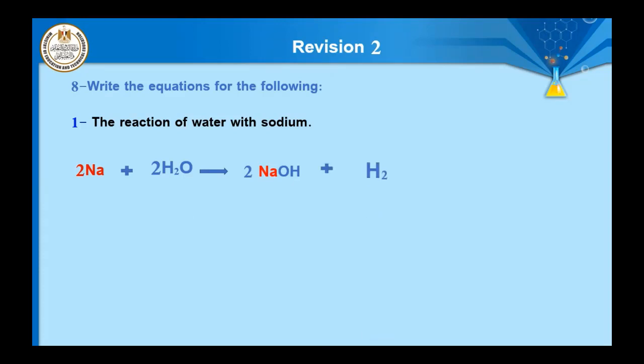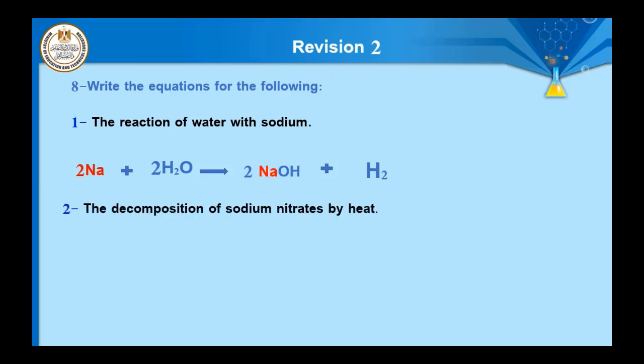Sodium plus H2O. Water is found in the form of H positive and OH negative. Sodium combines with OH to form sodium hydroxide, and the hydrogen gas evolves in the form of hydrogen molecule.